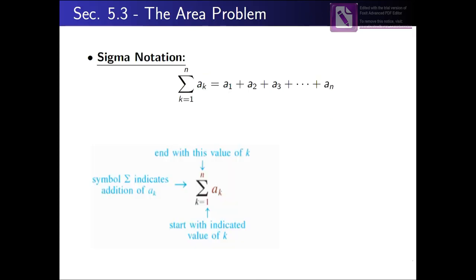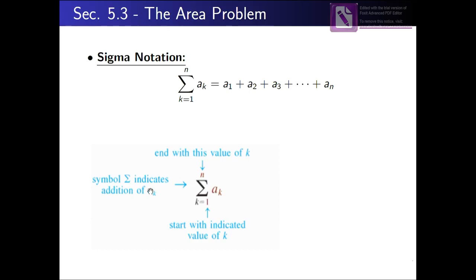So here we have the sigma notation. This is called sigma notation, where k starts from 1 until n, and we sum a_k. So this will be the starting point. So k is equal to 1, we start with the indicated value of k. Here we have n, which is the end value of k. So we start with 1, then 2, 3, 4, 5 until we reach n.